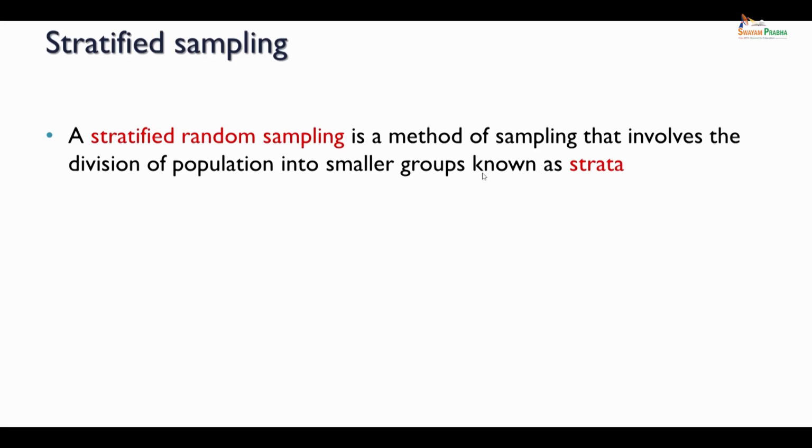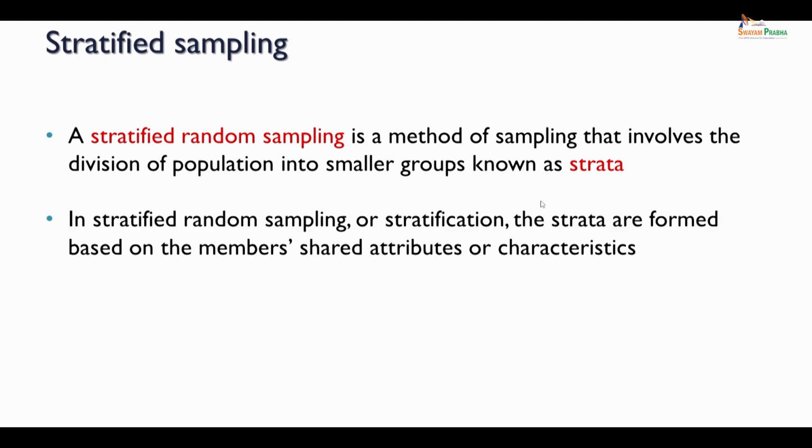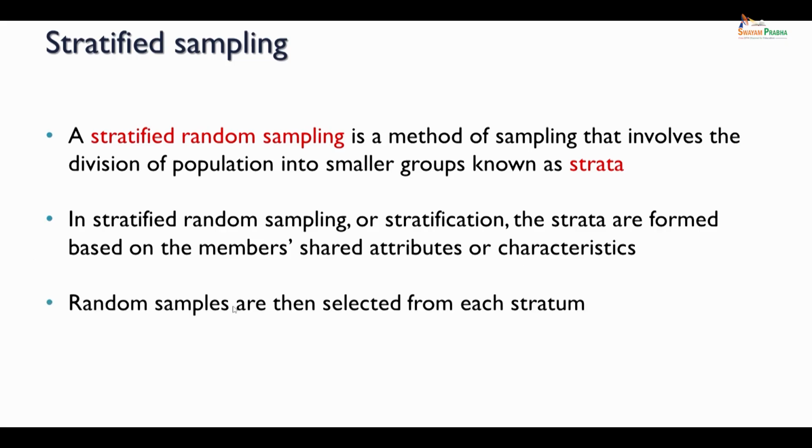So, smaller groups are nothing but the strata. Each smaller group will be represented as a stratum. In stratified random sampling, or stratification, the strata are formed based on the members' shared attributes or characteristics. Random samples are then selected from each stratum. This is simple random sampling being done for each stratum, so that we will have samples from different groups.